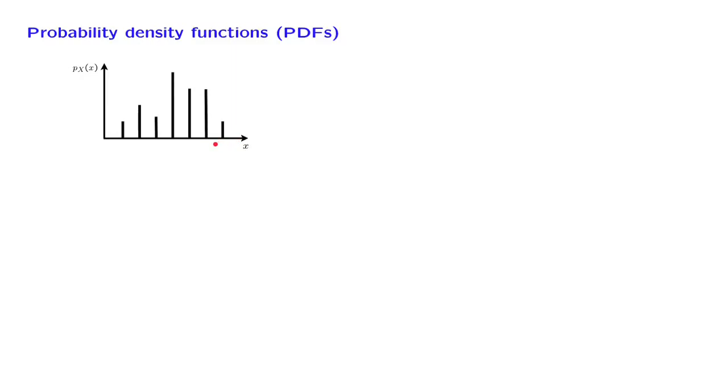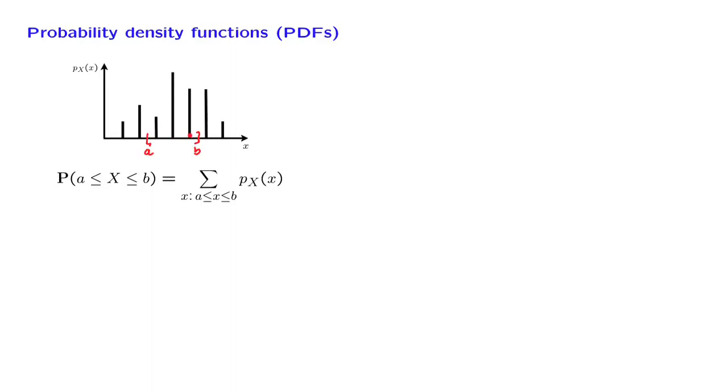And we can calculate the probability that the random variable falls inside an interval by adding all the masses that sit on top of that interval. So for example, if we're looking at the interval from A to B, the probability of this interval is equal to the sum of the probabilities of these three masses that fall inside this interval.